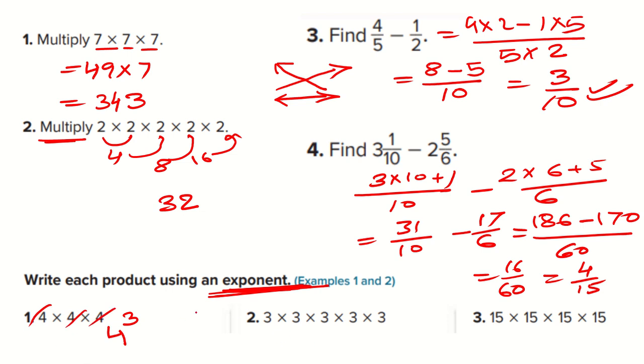Okay. Now make sure that here you are not evaluating it, because in this question if you write 64, then this will be the wrong answer. Why? Because they are not asking you to evaluate, they are asking you to write as an exponent. Now here you see 3 is written how many times? 1, 2, 3, 4, 5. So 3 to the power 5. Here 15 is written how many times? 4 times. 1, 2, 3, 4. So 15 to the power 4.